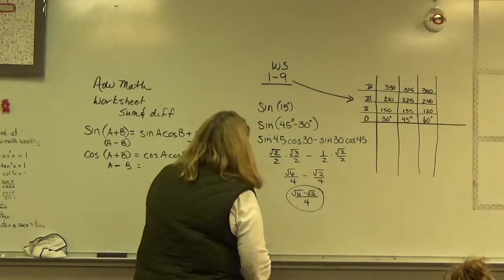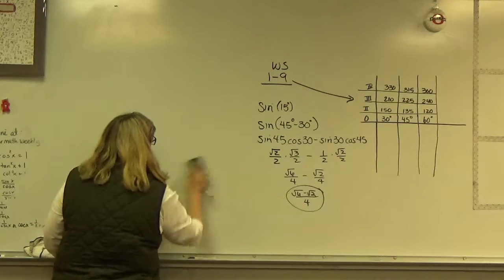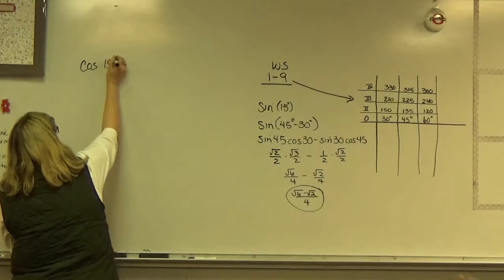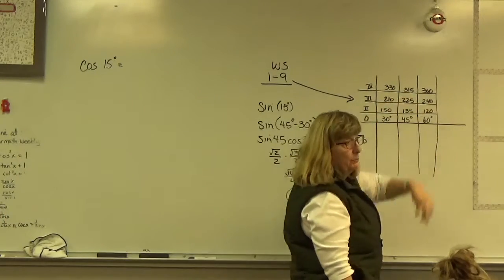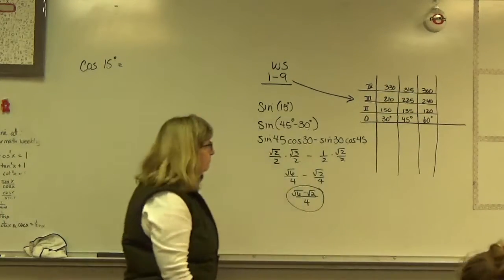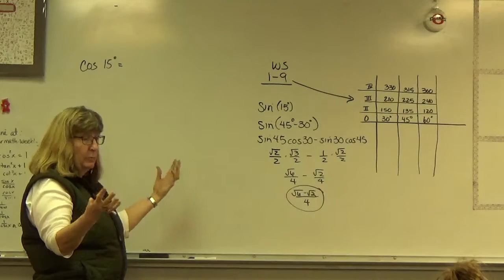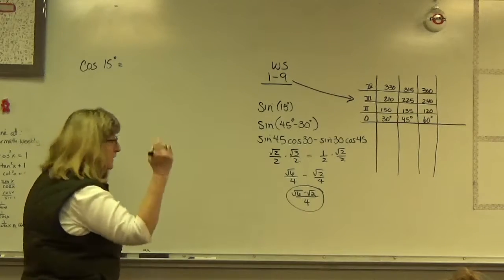Now, hopefully you got these, you know them. We're going to go on to the next one. How would I find the cosine of 15 degrees? What would be one way I can manipulate these to come up with the cosine of 15 degrees? Well, I could use 45 minus 30 again, couldn't I? But I want to do something different this time. 60 minus 45.